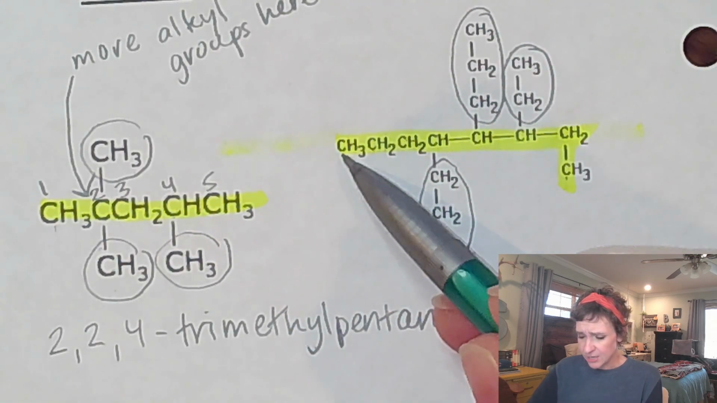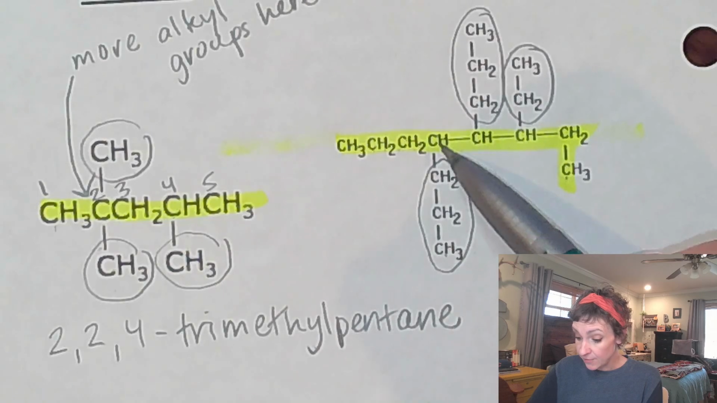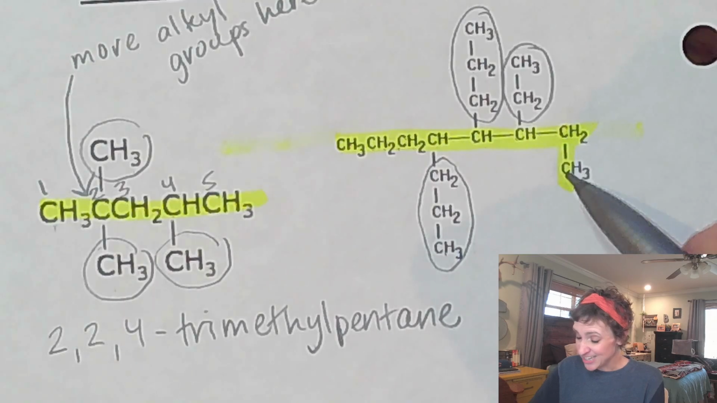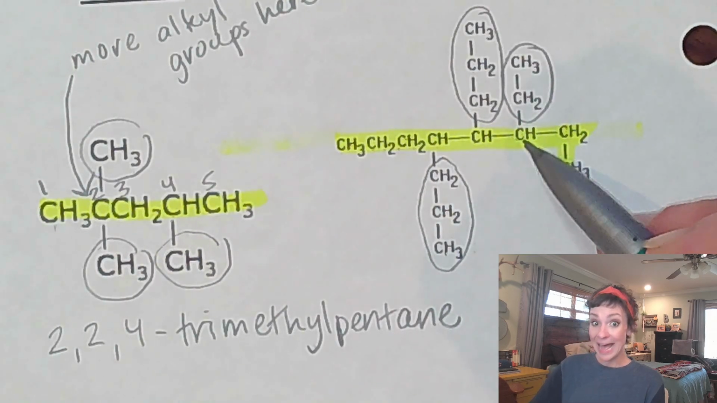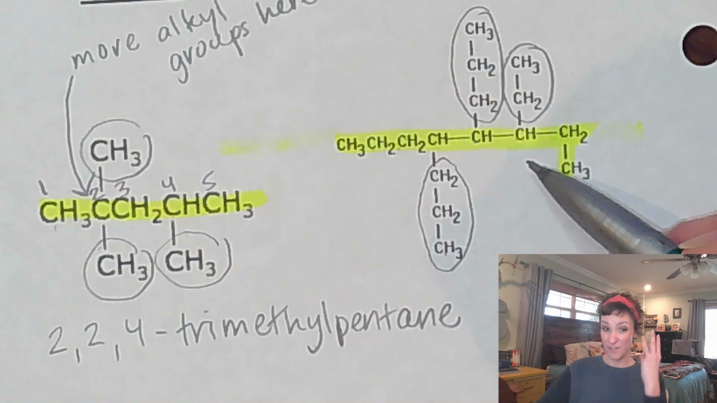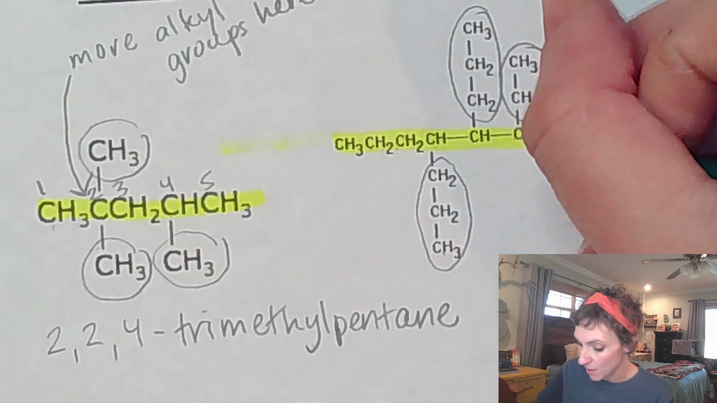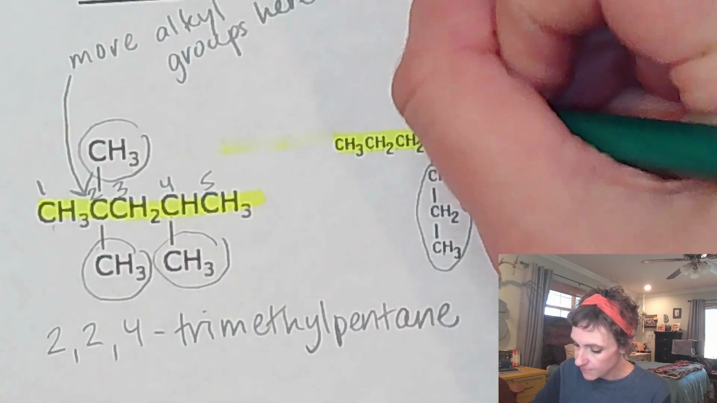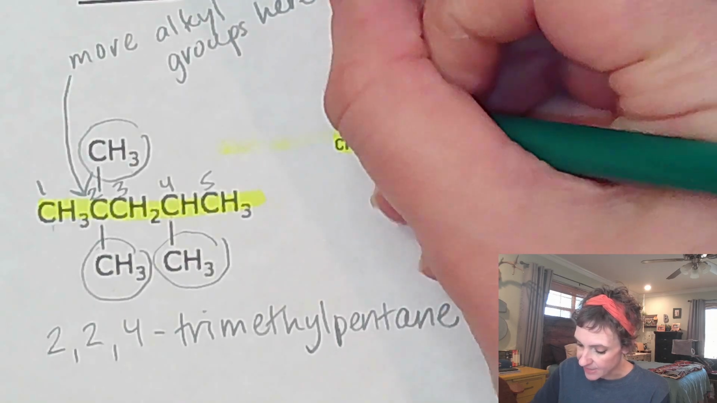Okay, if I start this as carbon number 1, 1, 2, 3, 4. My first branch comes off of 4. If I start this as carbon number 1, 1, 2, 3. Now my first branch comes off of 3. So I'm going to pick the one that's closest. 1, 2, 3, 4, 5, 6, 7, 8.